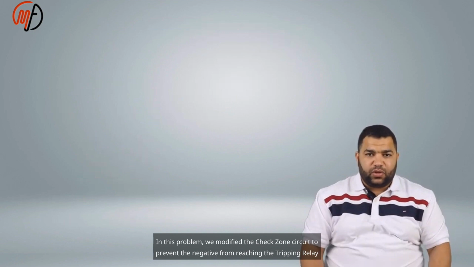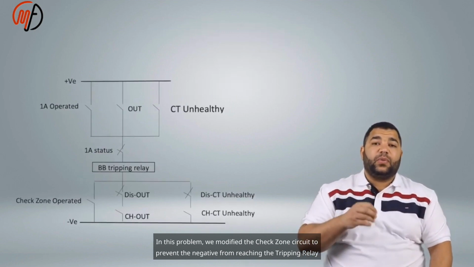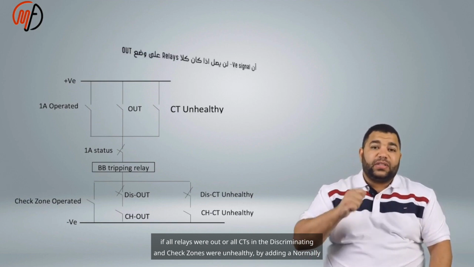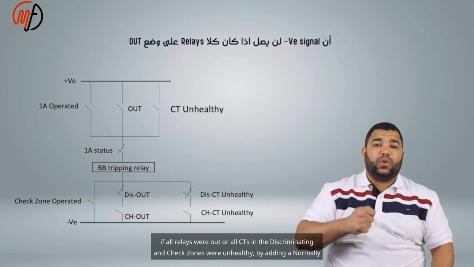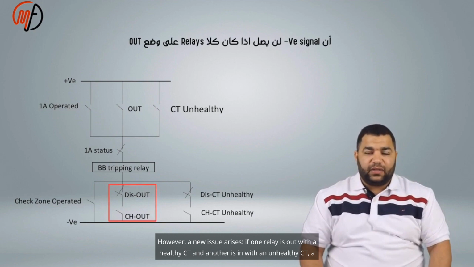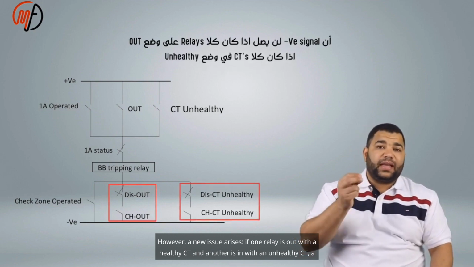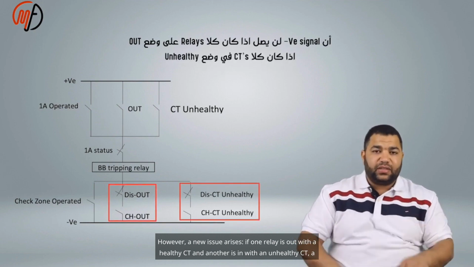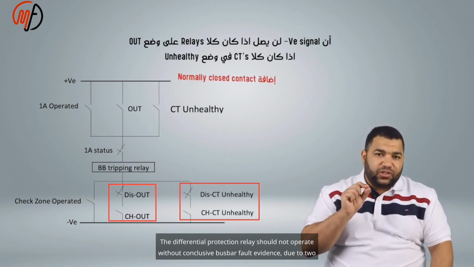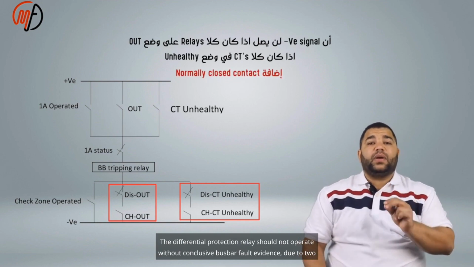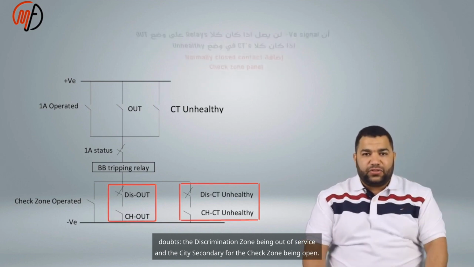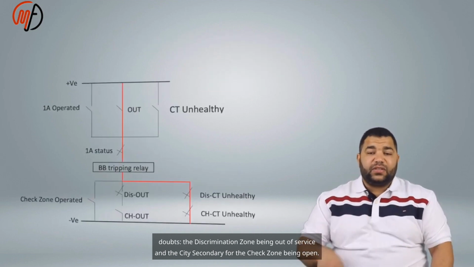In this problem, we modified the check zone circuit to prevent the negative from reaching the tripping relay if all relays were out or all CTs in the discriminating and check zones were unhealthy, by adding a normally closed contact in the check zone panel. However, a new issue arises. If one relay is out with a healthy CT and another is in with an unhealthy CT, a false trip signal can occur. The differential protection relay should not operate without conclusive busbar fault evidence due to two doubts: the discrimination zone being out of service and the CT secondary for the check zone being open.